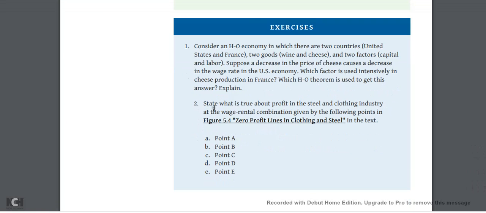State what is true about profit in the steel and clothing industry at the wage rental combinations given by the following points in the figure, with the zero profit lines in the text. I want you to write this assignment and post it to my email ID. Okay.